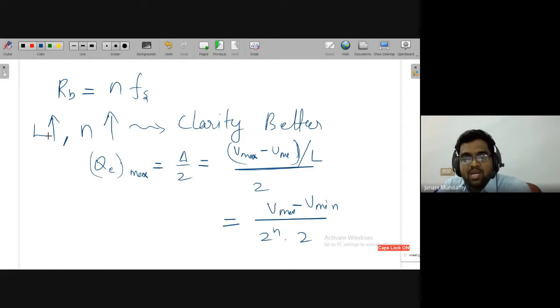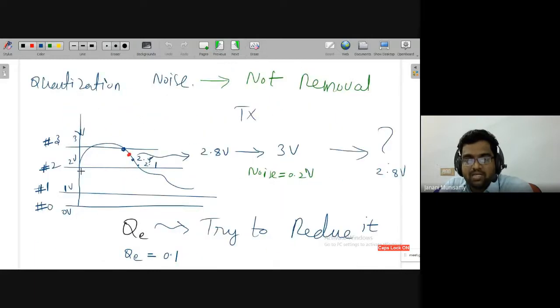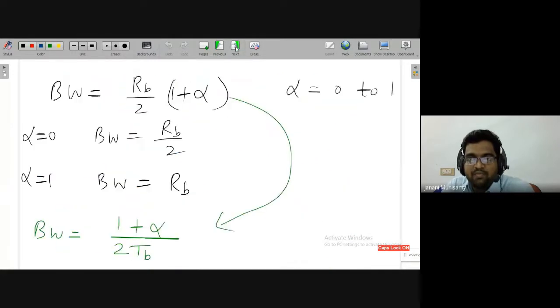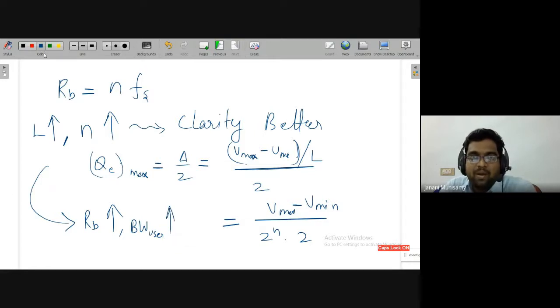Just from common sense, from the diagram, you can understand that when you increase the number of levels, definitely error will reduce, ambiguity will reduce, confusion will reduce, so clarity will increase. But what is the other problem here? When you increase N, RB will increase. If RB increases, the bandwidth of the particular user will increase.